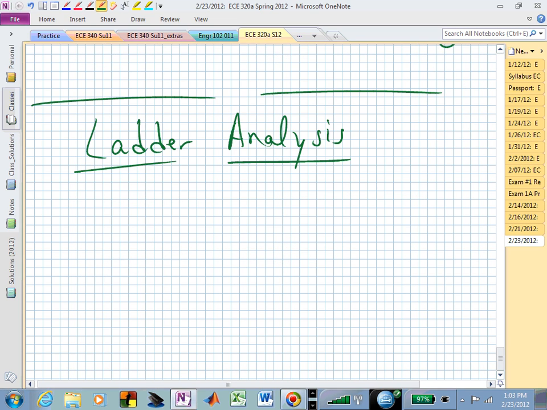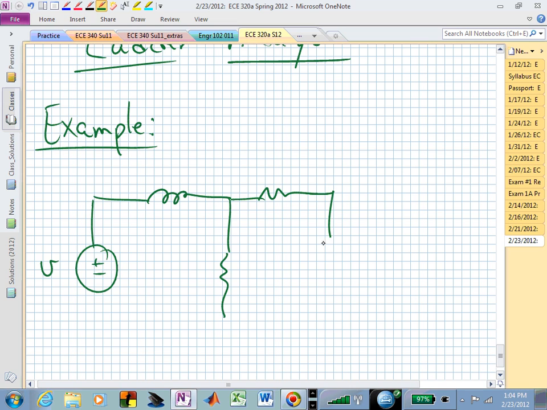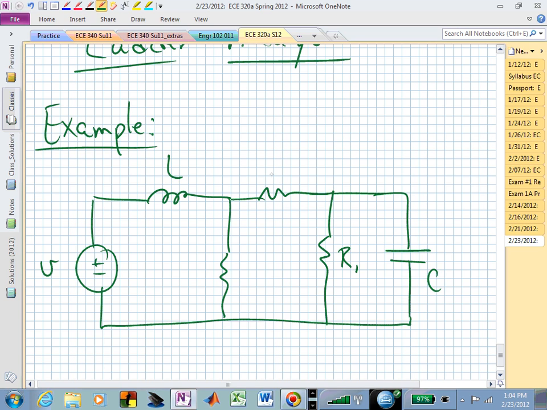Let's do some ladder analysis. Now we're into the fire department, the ladder truck. Here's the example, and maybe I'll try to explain where this is coming from. Let's say we have a voltage source, and we'll call it V. We have an inductor, a resistor, another resistor, another resistor, and a capacitor. Let's call this one C, this one L, and starting from the right side, R1, R2, and R sub 3.